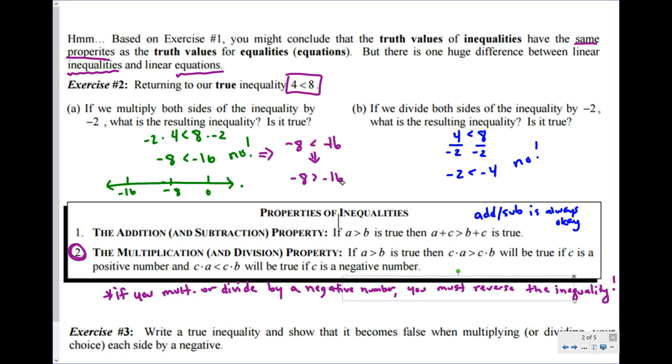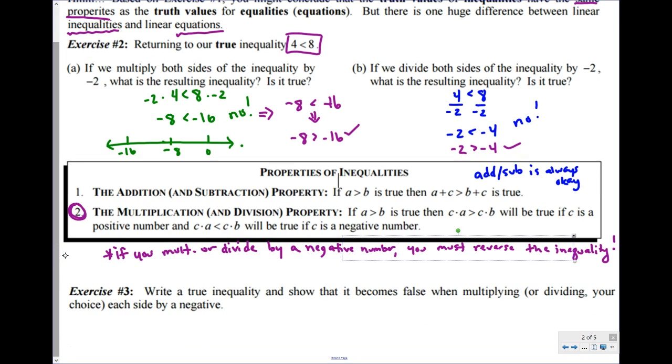Now it's true. Same thing with this one. Instead of -2 is less than -4, I would just flip it to a greater than sign. Now it works. So whenever you multiply by a negative number, you have to reverse the inequality. Okay? So let's make up one.